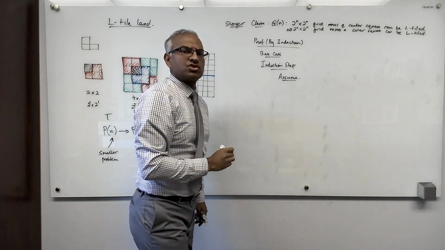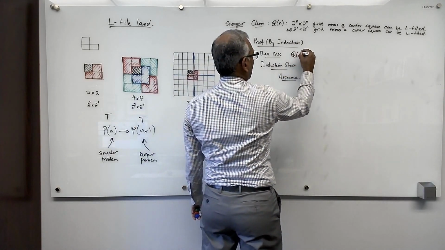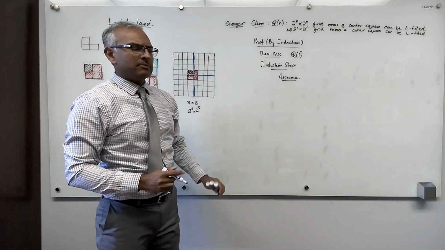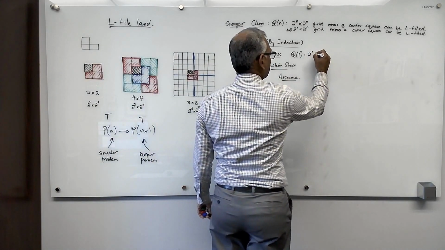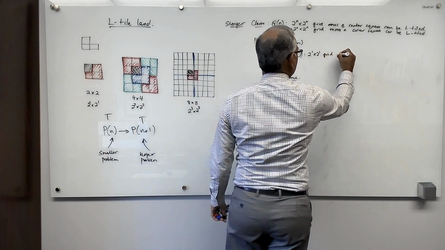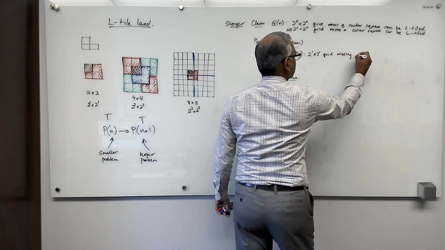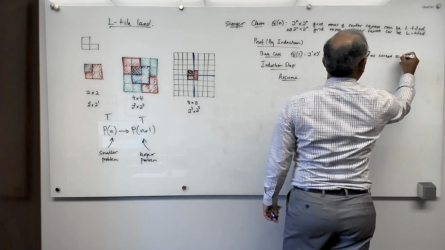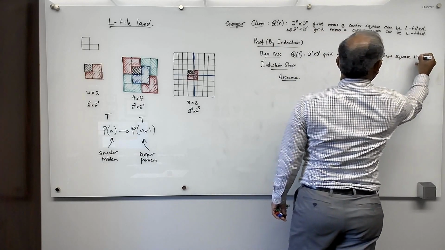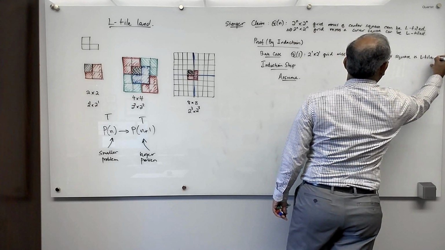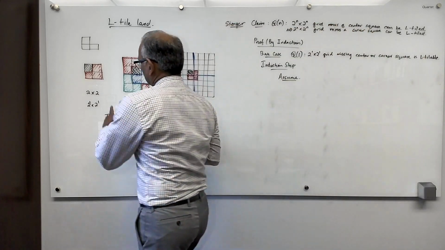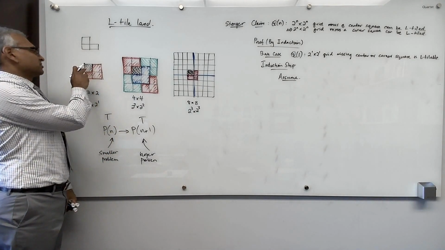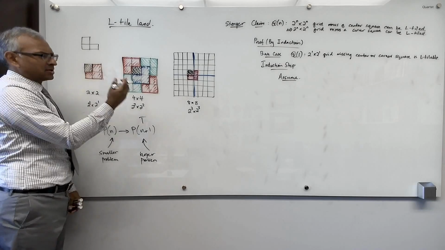So we need the base case, which is Q of 1. The 2 to the 1 by 2 to the 1 grid missing a center or corner square is L-tileable. Well, in the 2 by 2 grid, the center and corner squares are all the same. If you take out the center square, that's the same as a corner square, there's no difference.